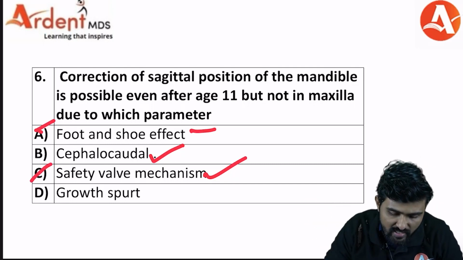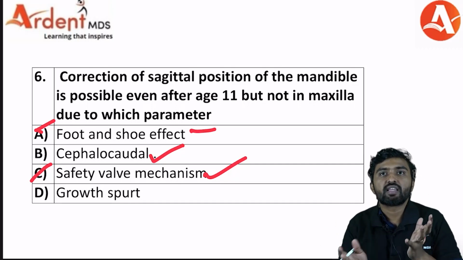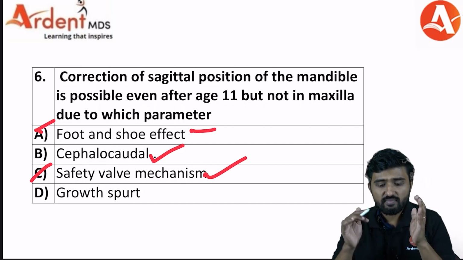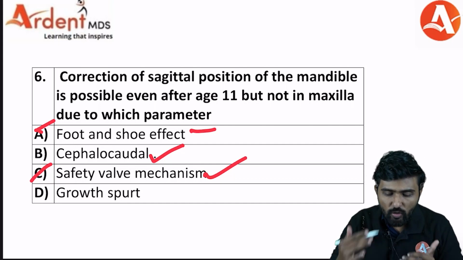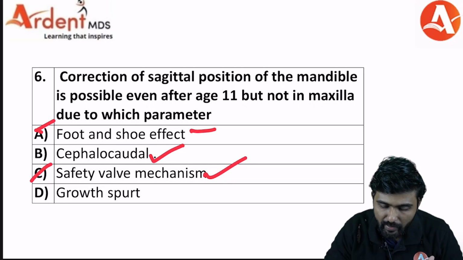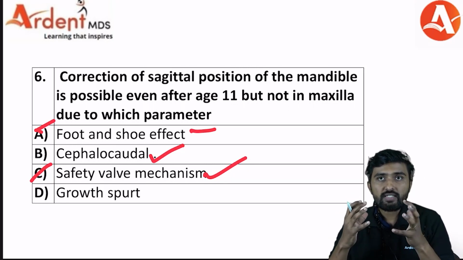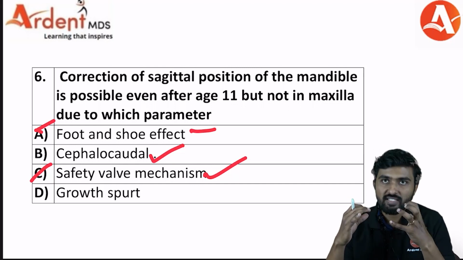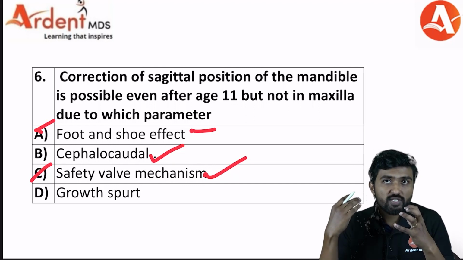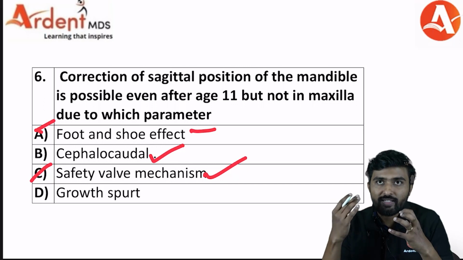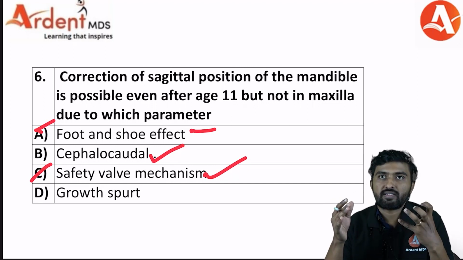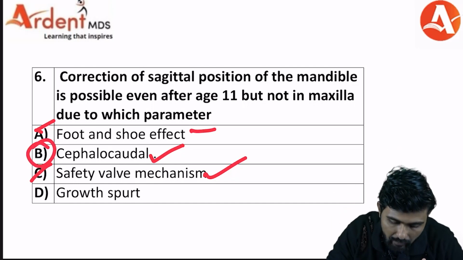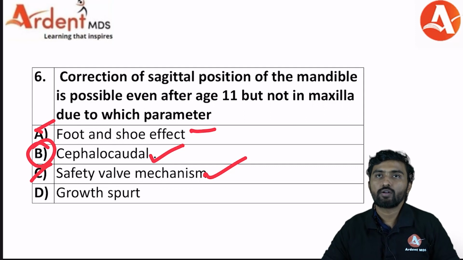So options A and C are the relationship between the maxilla and mandible with respect to width dimension, whereas with respect to the question, the answer cephalocaudal growth gradient implies that the mandible keeps growing for a longer period of time since it is away from the pituitary compared to the maxilla. That's why correction of the sagittal position of the mandible is possible even at the age of 11, not in the maxilla. So pertaining to this question, the answer is B, cephalocaudal growth gradient.